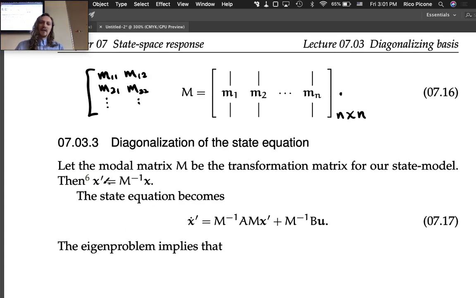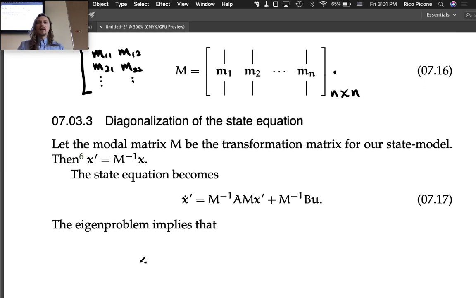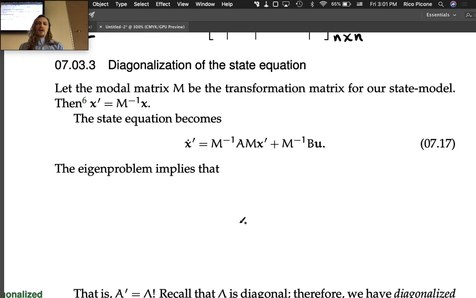So this is our transformation from x to x prime. The state equation becomes this, which is just the same equation we had before, but with P in it, and it gives us our new state equation. Great. So the eigenproblem implies the following identity, which we can see as being a bunch of eigenproblems all concatenated together.